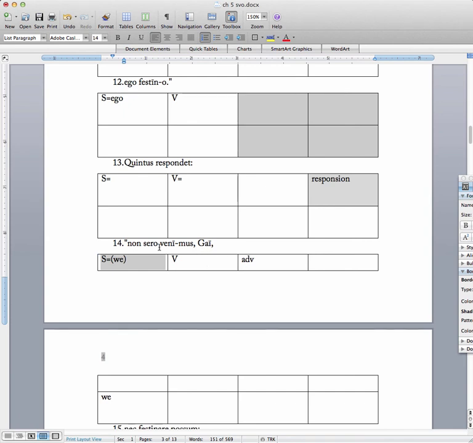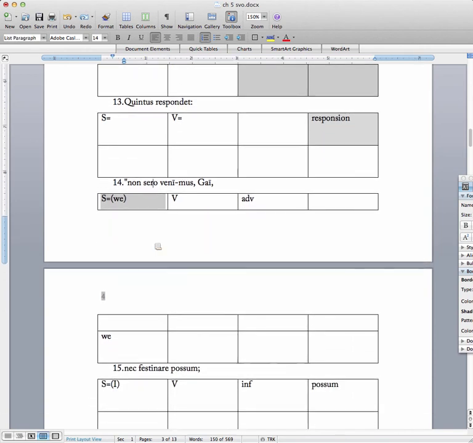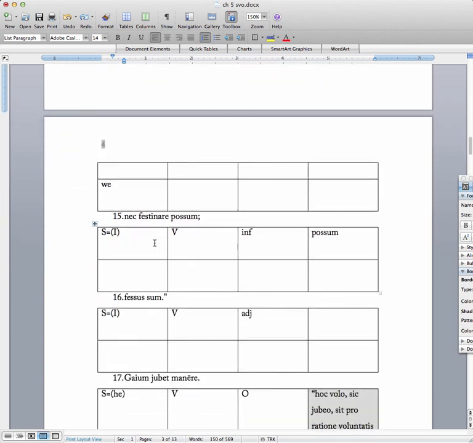And there's no direct object, but just an adverb. Sero is the adverb here. Late, it means. Okay. So in number 15, again, it's carried over from the previous sentence, or I, possum. Sum means I am, and pos means able.